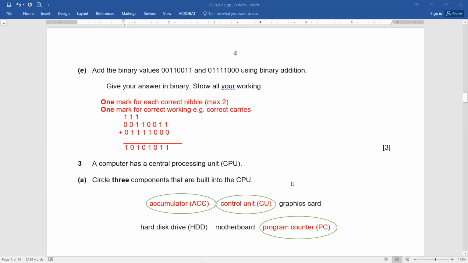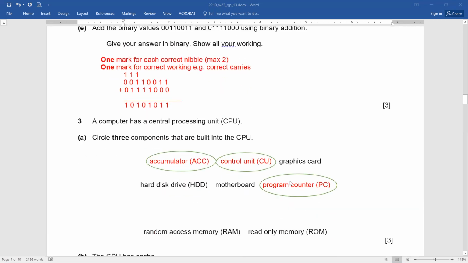Question number 3. A computer has a central processing unit, CPU. Circle 3 components that are built into the CPU. Now let's see what they are. Accumulator or ACC, control unit or CU, graphics card, hard disk drive, motherboard, program counter. Out of these, which are the most correct options? Accumulator, definitely this is present. Similarly, control unit and program counter.